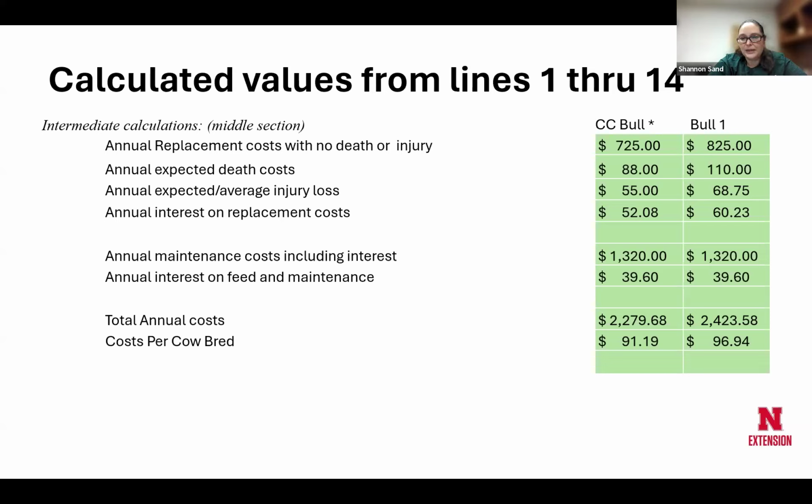So you have that annual expected death costs, which are calculated from those above, the annual expected average injury loss, and then that annual interest rate on replacement costs, and then the annual maintenance costs, including interest. You have the annual interest on feed and maintenance, and then that total annual cost, and then the cost per bred cow, which is kind of an interesting one. Shannon, that's a big one, I think. Yeah, that tells you how you're doing, your cost per cow.